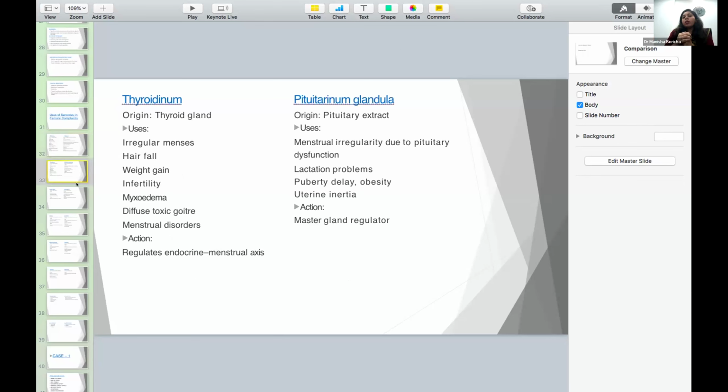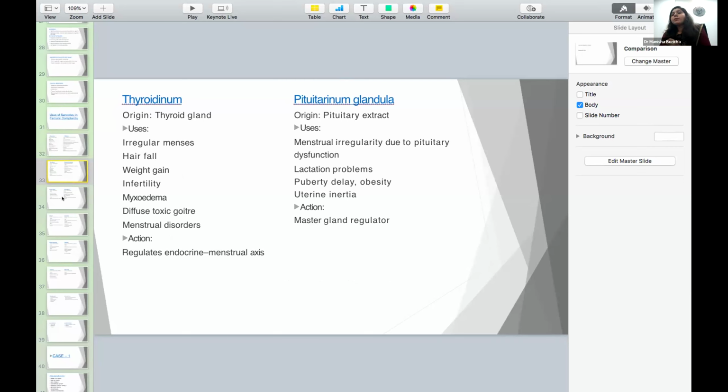Thyroidinum, as we know, is prepared from the thyroid gland. The main use is in hypo or hyperthyroidism. The functions: irregular menses, hair fall, weight gain, infertility. There are diffuse toxic goiters and menstrual disorders. Main action is to regulate the endocrine system and balance the axis.